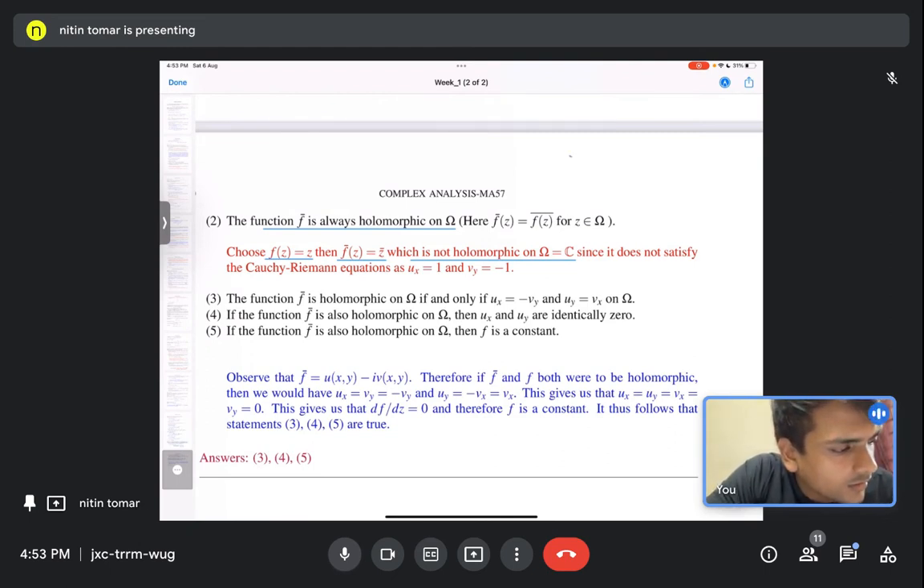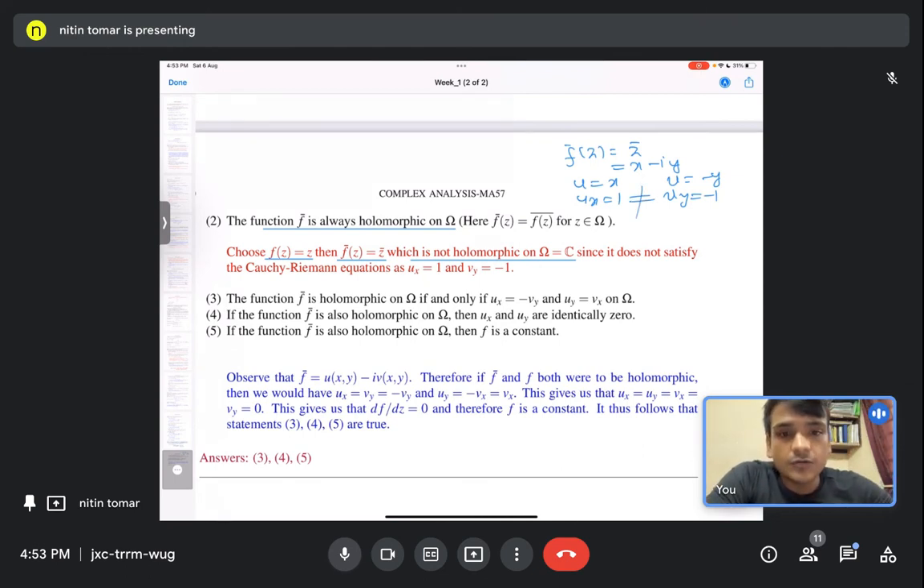So if you define your f bar(z) to be z bar, which is x minus iota y, so u is x here and v is minus y. Now what is ux? It is 1. What is vy? It is minus 1. So they are not equal, which means they do not satisfy the Cauchy-Riemann equation. Hence this function cannot be holomorphic.